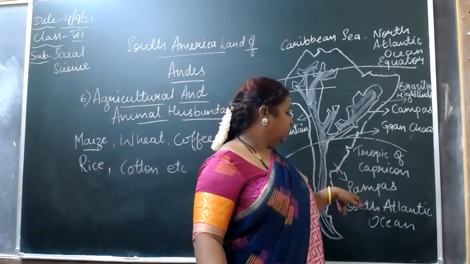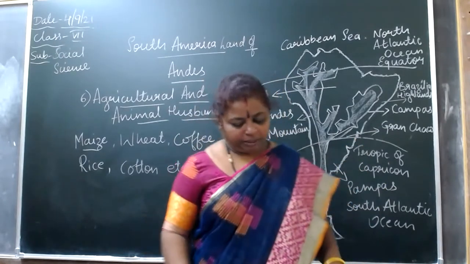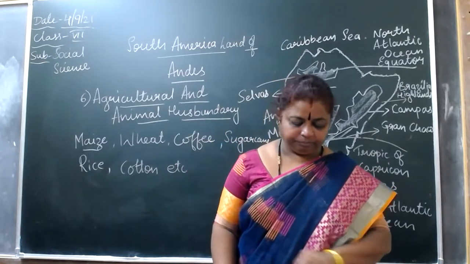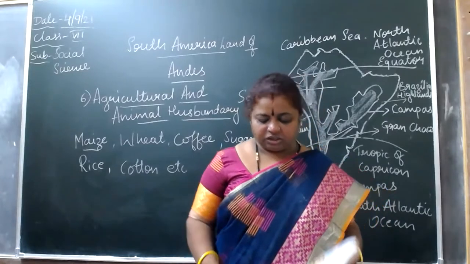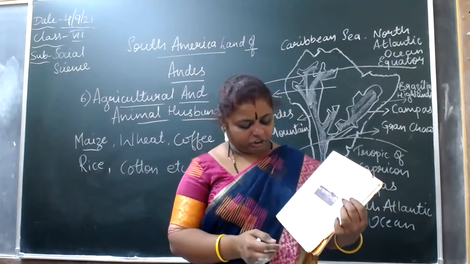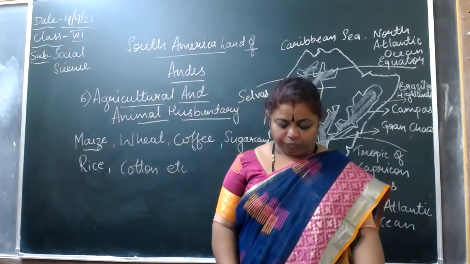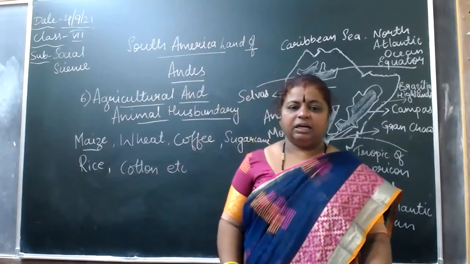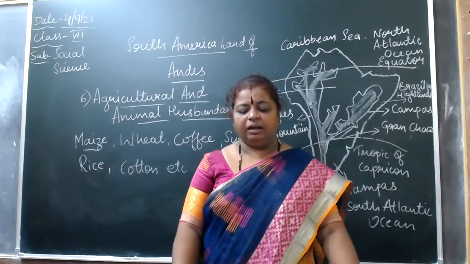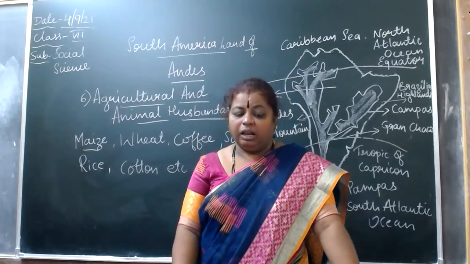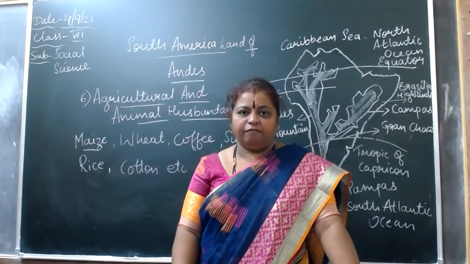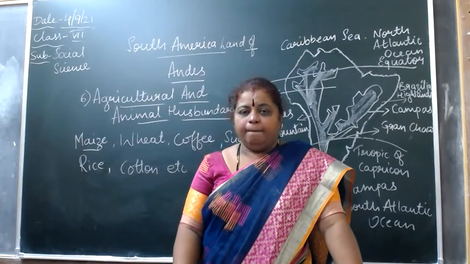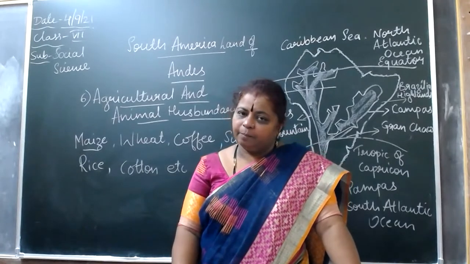Grasslands of Pampas. You can see it in the page number, from temperate grassland, page number 142, 147. The grasslands of Pampas are ideal for livestock raising. Livestock includes mainly horses, pigs, sheep, and cows.